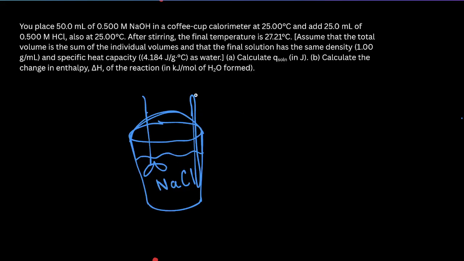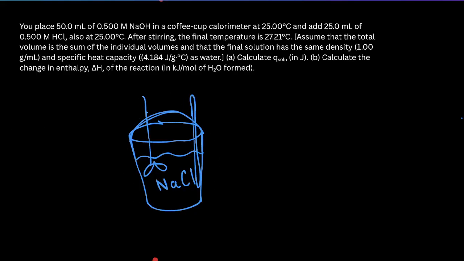Because remember, we're trying to measure this temperature, and any heat that leaves or any heat that enters would interfere with the accuracy of this measurement of temperature that we're relying on from our thermometer. So this is generally what this coffee cup calorimeter entails.